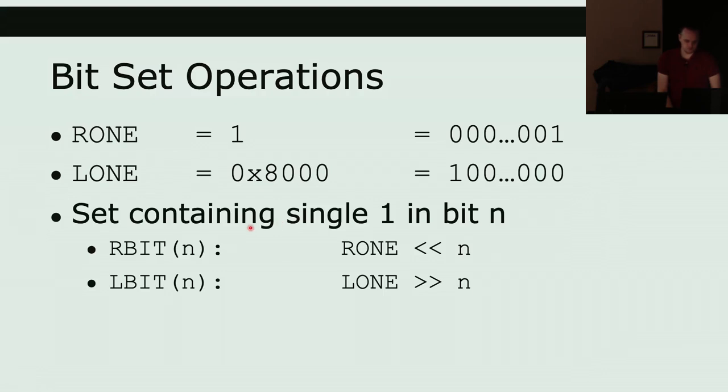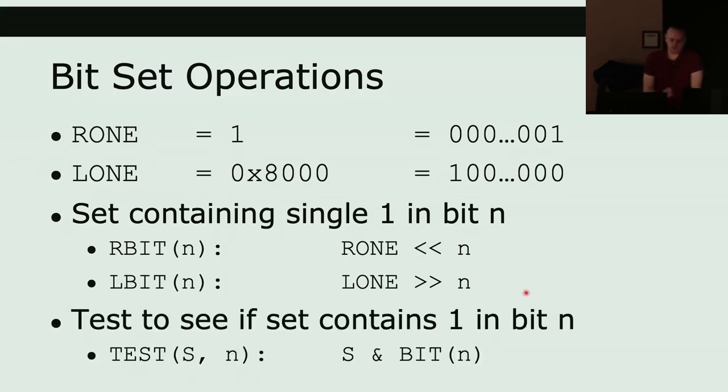If you want to have a set containing a single 1 in bit n, so let's say we want the third bit set to a 1, then we could use the L bit, right? I don't have an example drawn. But take the L bit, which is 1, 0, 0, 0, and then if I shift that to the right by n, now that is in the nth place. So if you're asking how do I set the individual bits, you can use these values in combination with bit shifting to put it into the right place.